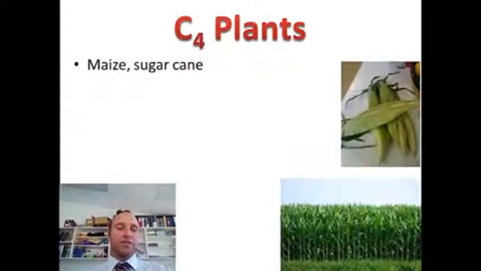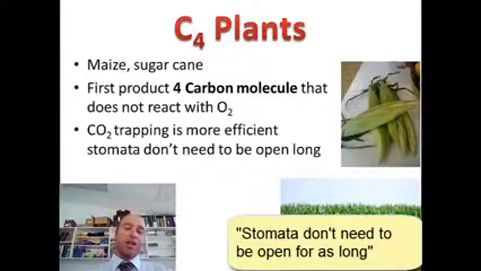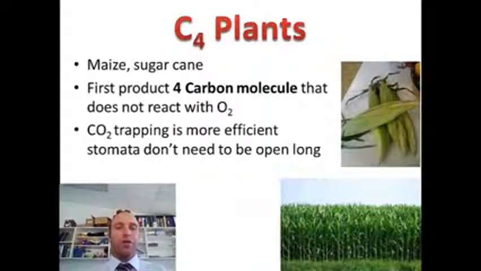So let's look at C4 plants, and two great examples of C4 plants are maize and sugarcane. They're called C4 plants because the first molecule is a 4-carbon molecule, and the benefit here is it doesn't react with oxygen like in C3 plants. So this means that the trapping of the carbon dioxide is a lot more efficient, and the stomata don't need to be open as long. In C3 plants, the stomata needed to be open for such a long time because the trapping of the carbon dioxide wasn't too efficient. Whereas in these plants, they can just open them for short periods of time because they've got a really efficient way of trapping that carbon dioxide by creating this 4-carbon molecule first.